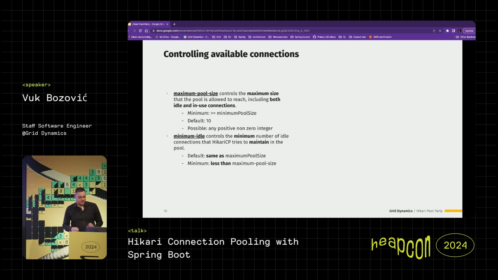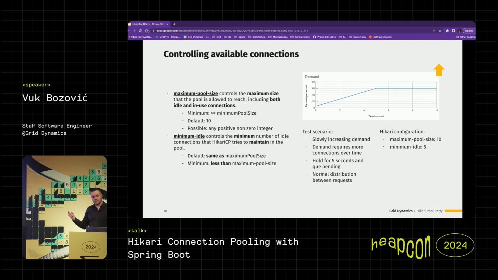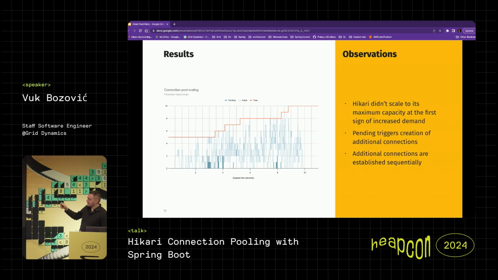of connections. Now, throughout this presentation, I have experiments which I will introduce now, and we will look at the results of those experiments in the next slide. So, first of all, what's my test scenario? It's slowly increasing demand up to 60 requests per minute towards my application. Don't bother yourself with that. And the configuration is minimum 5 connections, maximum 10 connections. So let's see what the results give us.